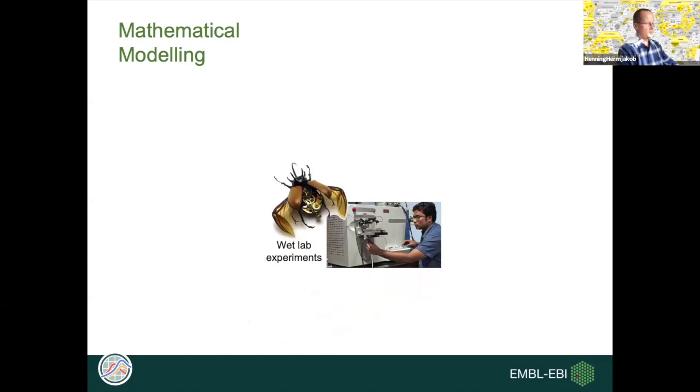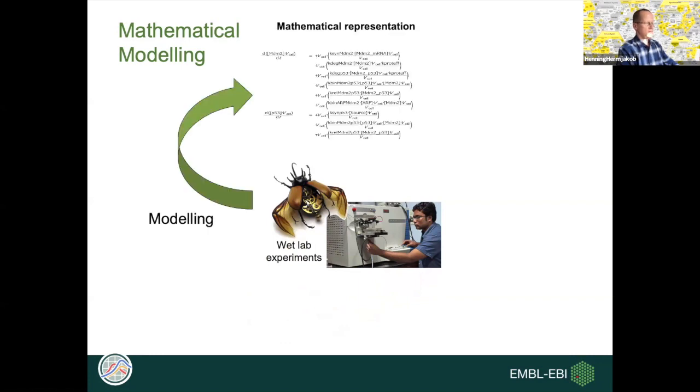So starting from the biological system and experiments which generate data on the system, a mathematical representation is developed, and we are in this study only considering ordinary differential equation-based models. There's many different modeling approaches, but we will focus here on these ODE models.